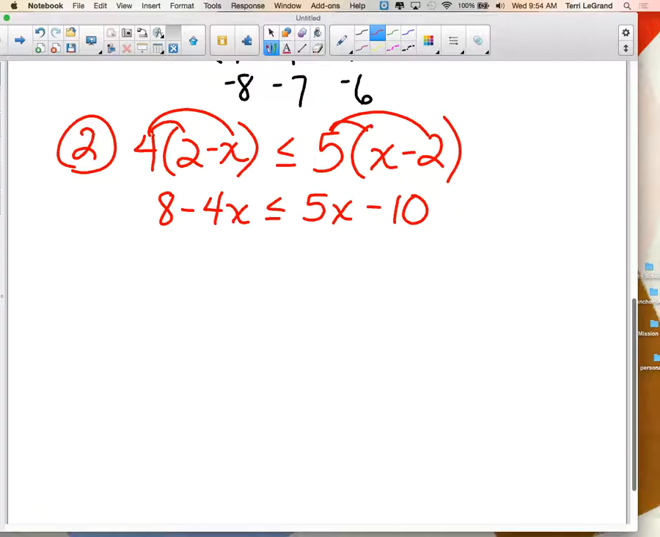Any other simplifying we can do? Any other simplifying? No. Okay, then we're ready to solve. Okay, go ahead, solve this. You make the choice which first move you're going to make, and go from there.